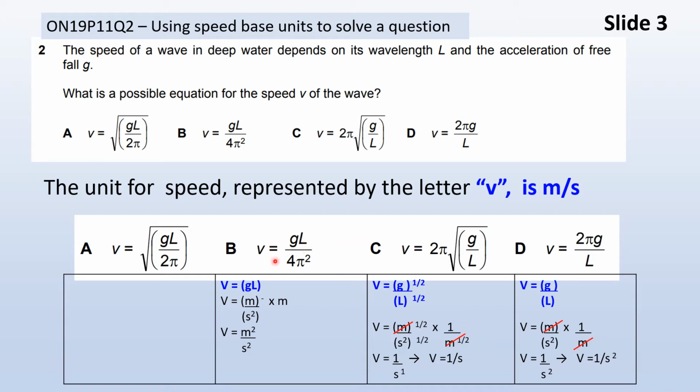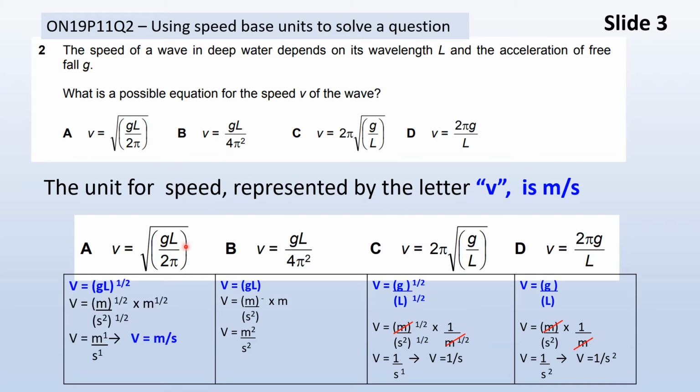In option B, g and L are on the numerator and they are multiplying. The unit for g is meters per second squared in fraction format, and the unit for L is meter. So now I can multiply m times m, and the s squared is on the denominator, so that will be meters squared over seconds squared, which is also incorrect because the unit for velocity is meters per second. So let's look at option A.